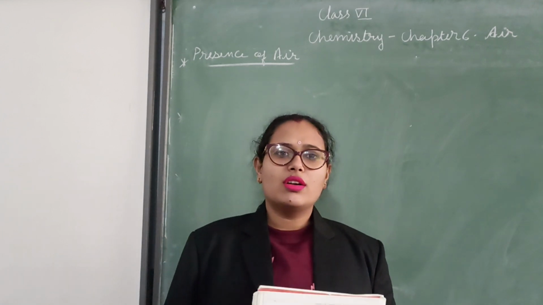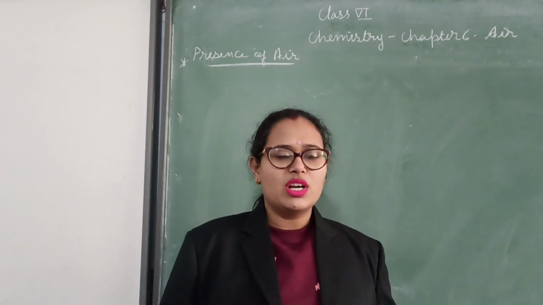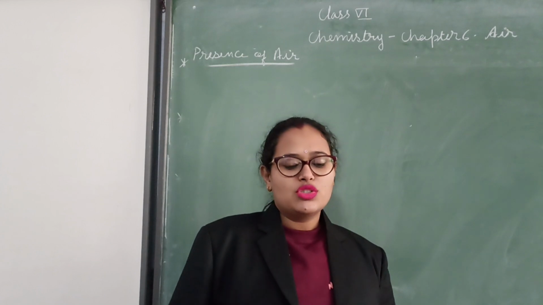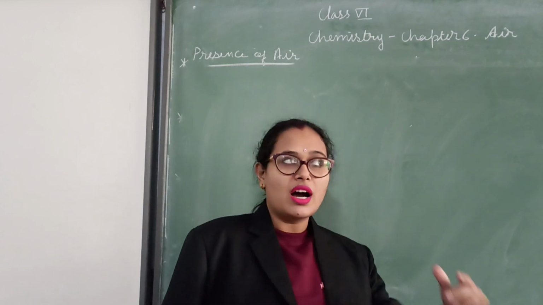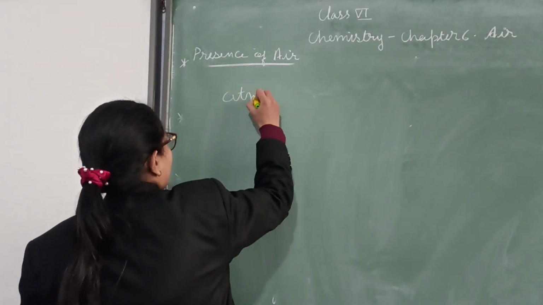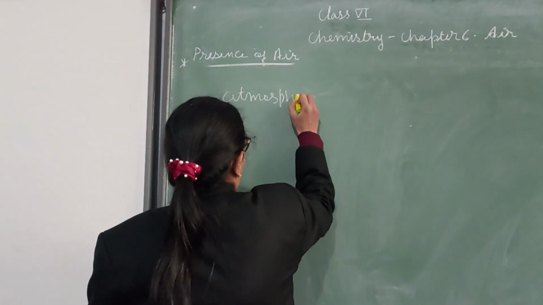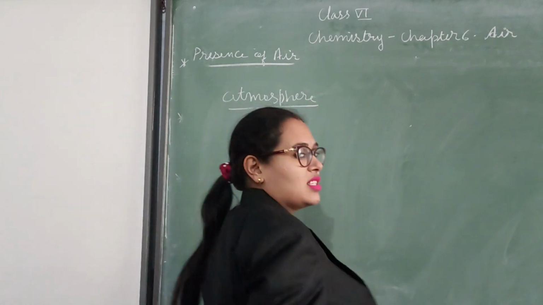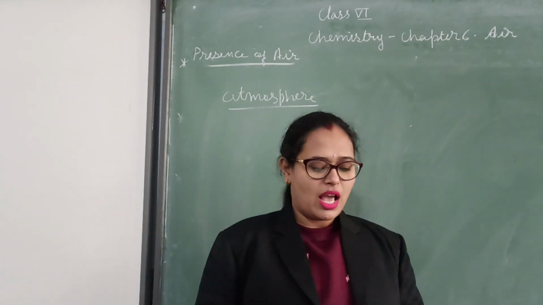So we know any organism, plant or animal around us cannot live without air. Nature has given us this resource. The earth is surrounded by a thick blanket of air known as atmosphere. So air around us forms a blanket which is known as atmosphere.